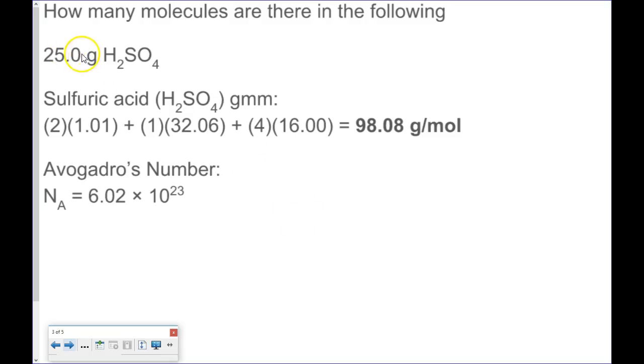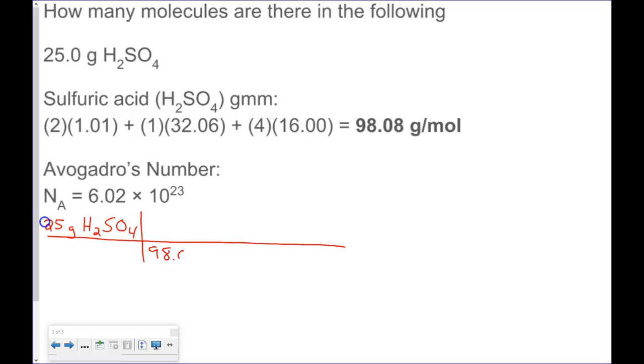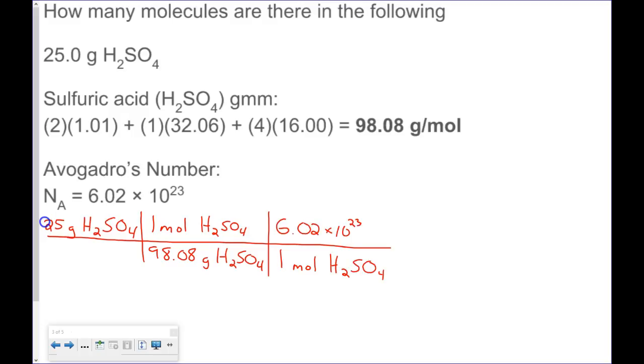How many molecules are there in 25 grams of sulfuric acid? So sulfuric acid, I have the gram molecular mass calculated out there. And when we're talking molecules, I need to use Avogadro's number, 6.02 times 10 to the 23rd. That's how many particles there are going to be in 1 mole of a substance. So I'll start with my 25 grams of sulfuric acid. I need to first convert that into moles, then use my conversion factor here. 98.08 grams is going to be 1 mole of sulfuric acid. Now I need to know that 1 mole of sulfuric acid is going to be 6.02 times 10 to the 23rd molecules or particles of this particular product right here.